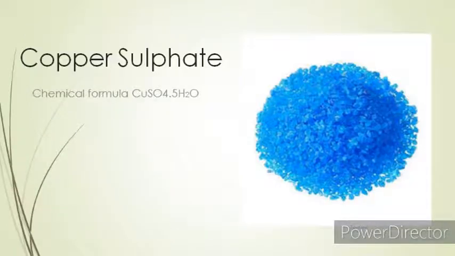Copper sulfate. Copper sulfate are the blue colored crystals which are usually found in a chemistry laboratory. Copper sulfate has a chemical formula CuSO4.5H2O. It is usually blue in color, as you can see in the picture, and it is also known as blue vitriol.